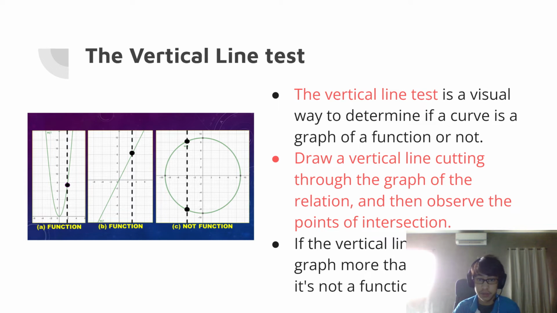As you can see here, the vertical line intersects the circle twice. That means it's not a function. But in the other graphs, it only intersects once, which means it is a function.